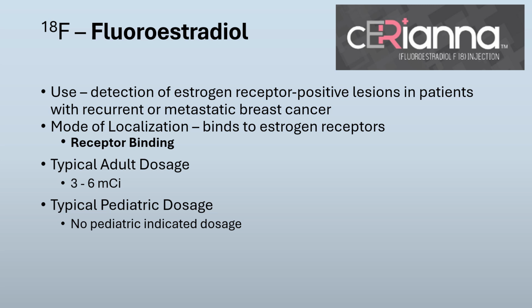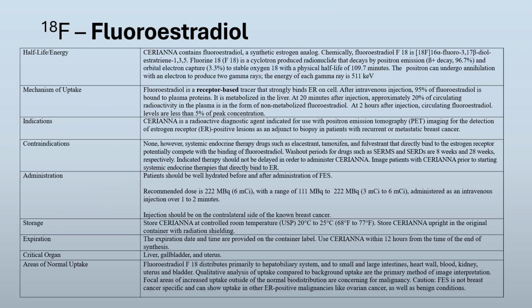And the last F18 agent that's FDA approved is F18 fluorestradiol. This is used for the detection of estrogen receptor positive lesions in patients with recurrent or metastatic prostate cancer. The mode of localization for this one is receptor binding, and it's going to bind to estrogen receptors on the surface of breast cancer cells. Typical dose is fairly small, 3 to 6 millicuries, and because this is a breast cancer agent, there is no pediatric dose indicated.